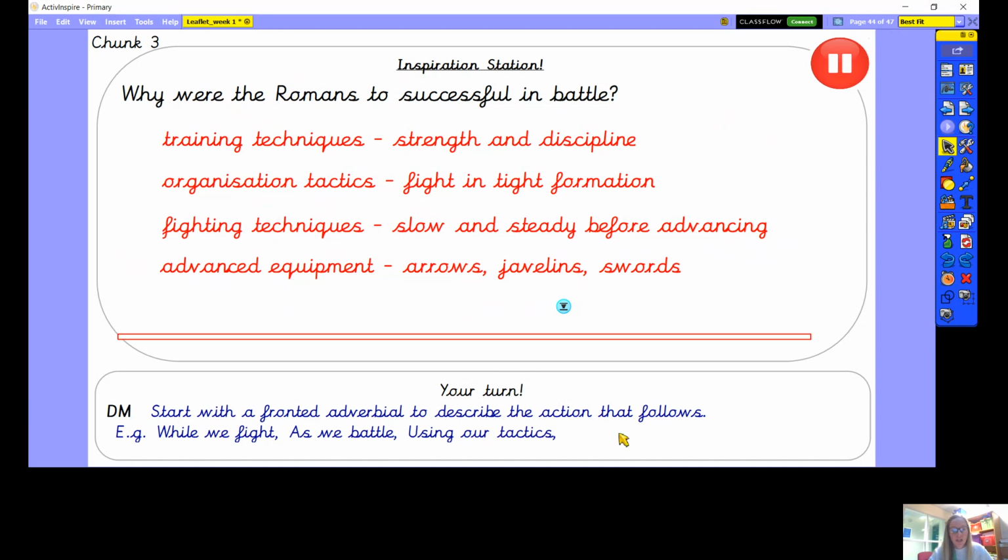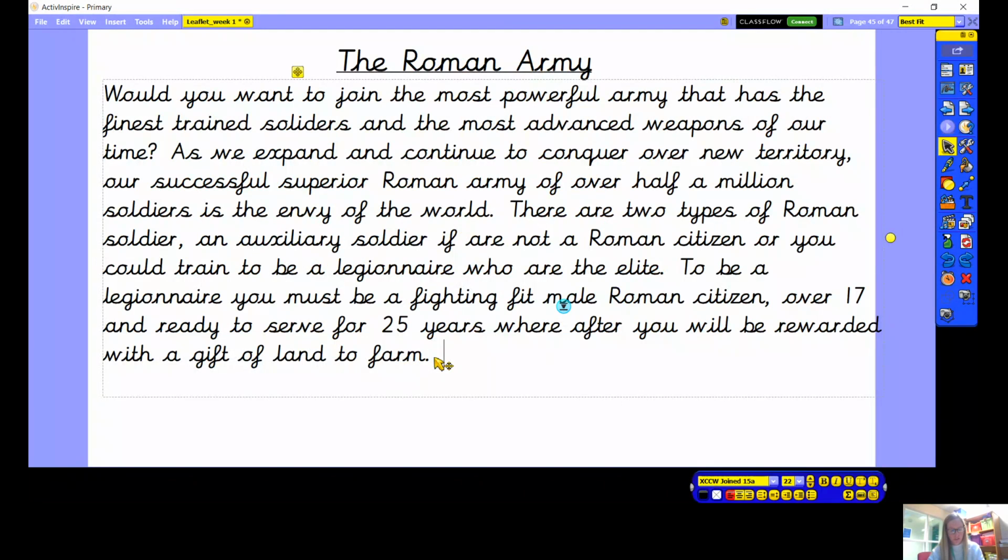You're deep in the moment. Your challenge today is I want you to see if you could start with a fronted adverbial to describe the action that follows. So here are some examples: while we fight, as we battle, using our tactics. Okay, so let's look at our chunk 3 and I'll model that for you now. So chunk 3, I'm just going to go to the end of our chunk 2 where we're going to continue.